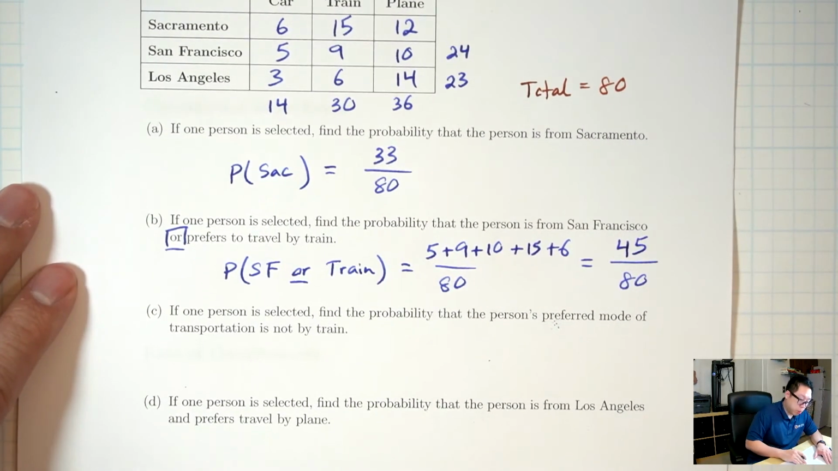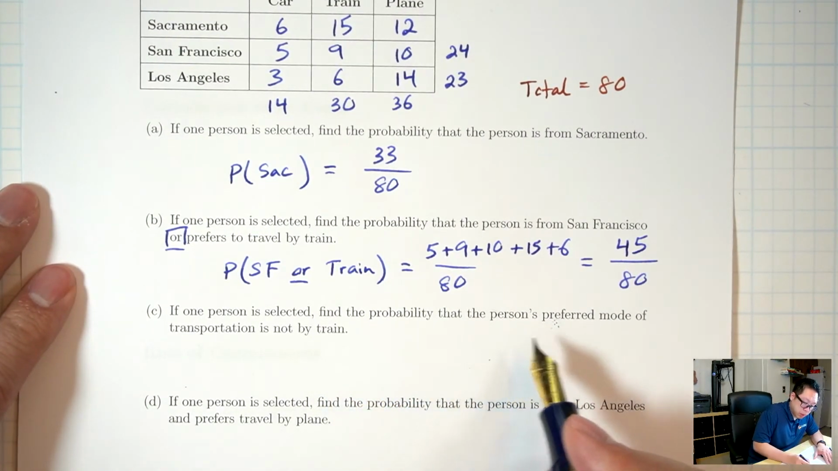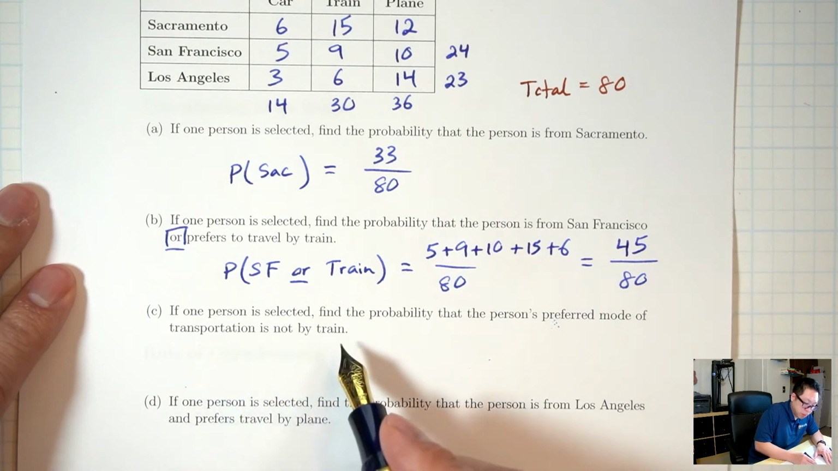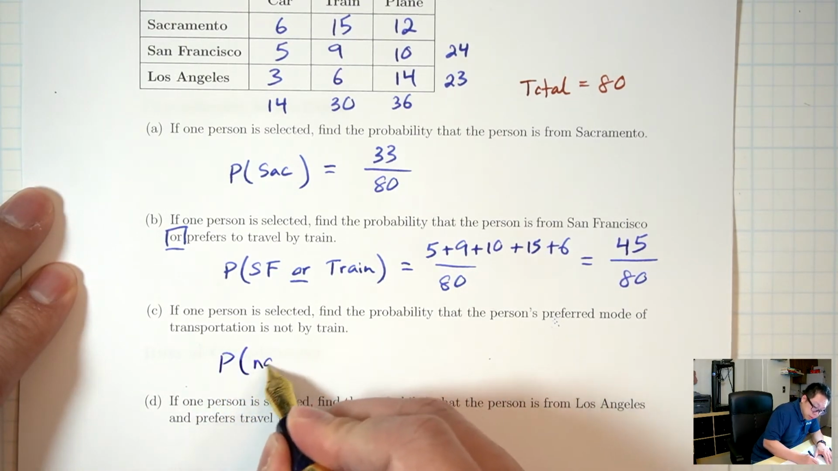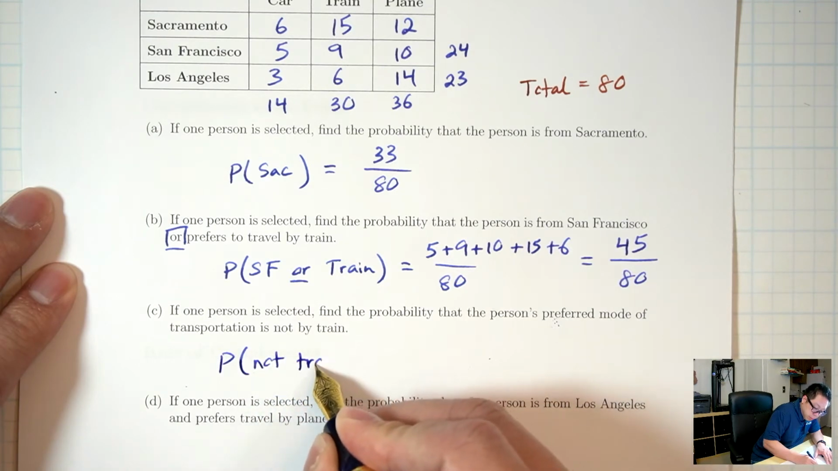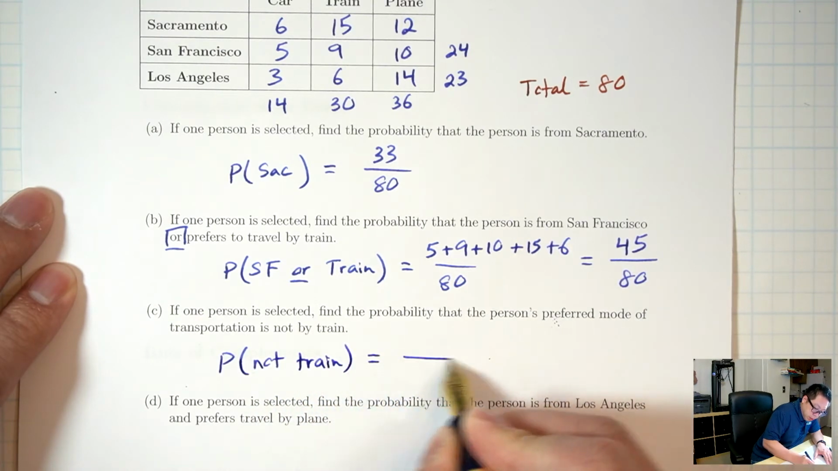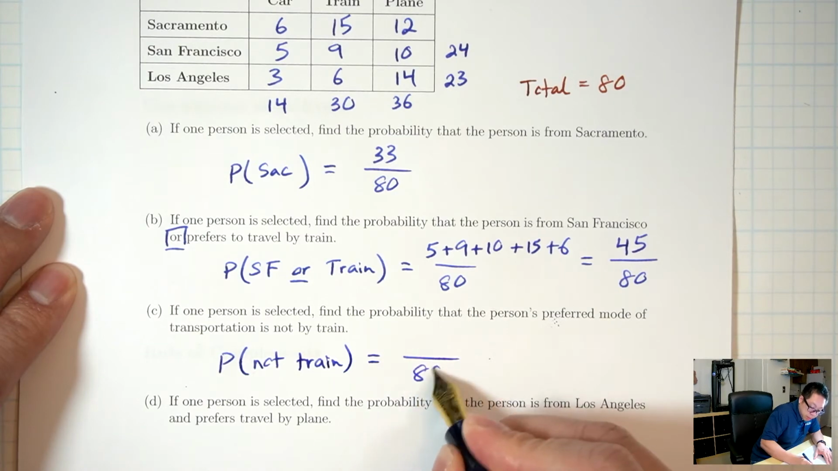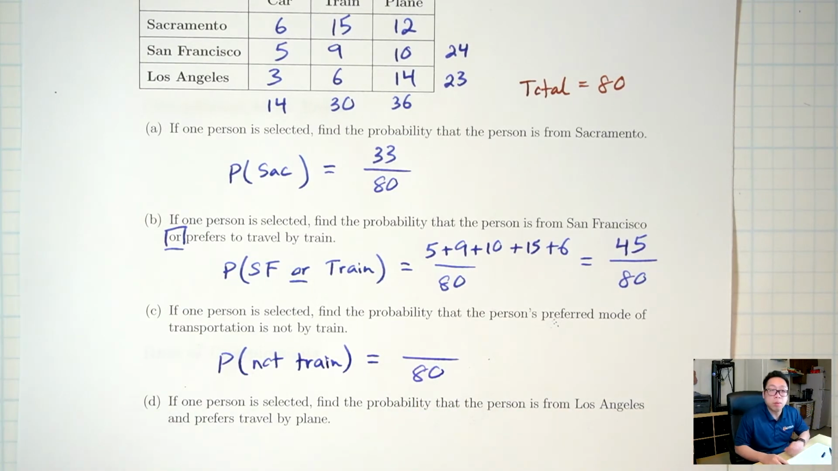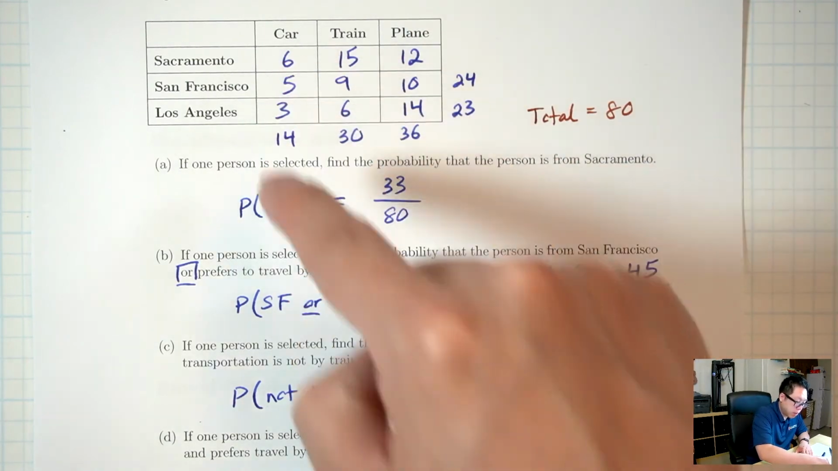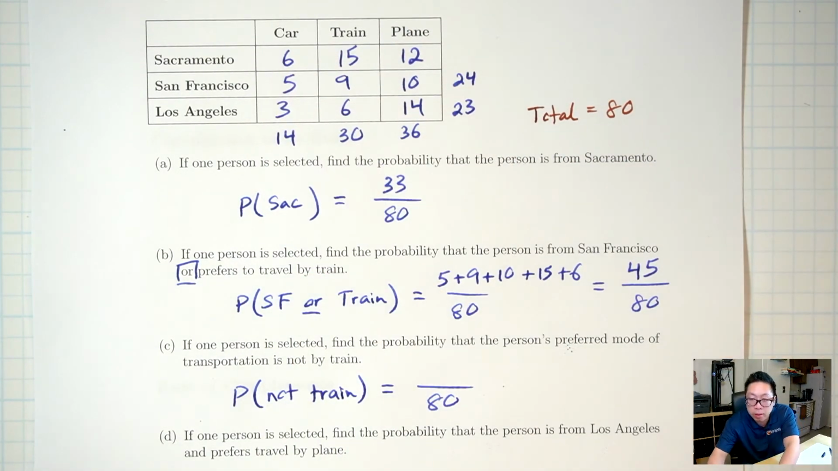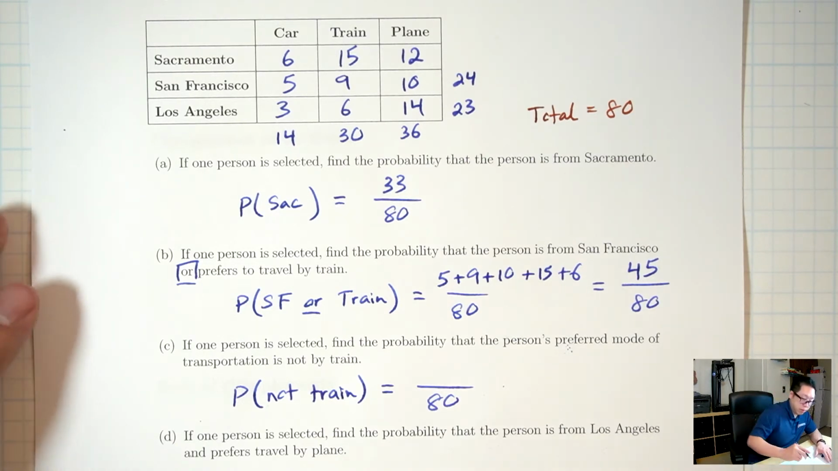Part C, if one person is selected, find a probability that the person's preferred mode of transportation is not by train. Right, we're looking for not train. Bottom's still going to be 80. Not train would be first column, third column. So 6, 5, 3. And then 12, 10, 14. That's 50.